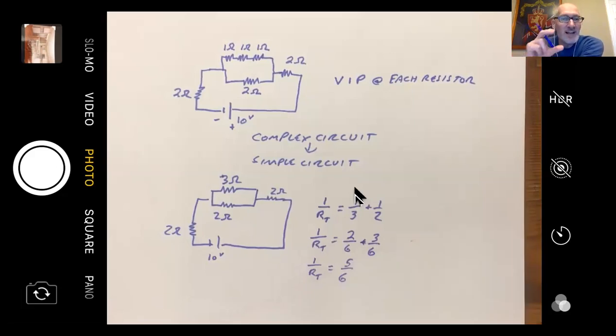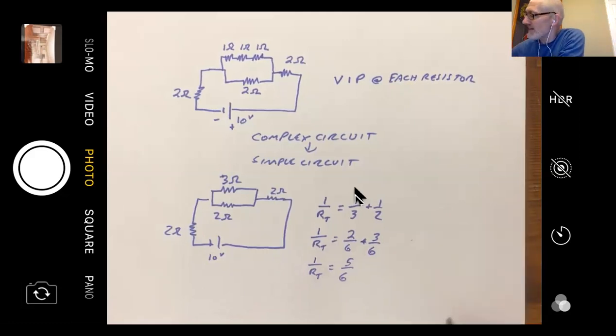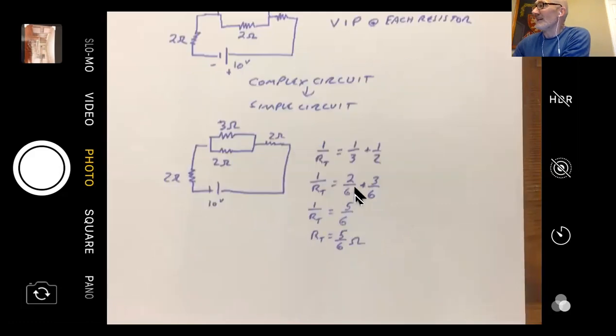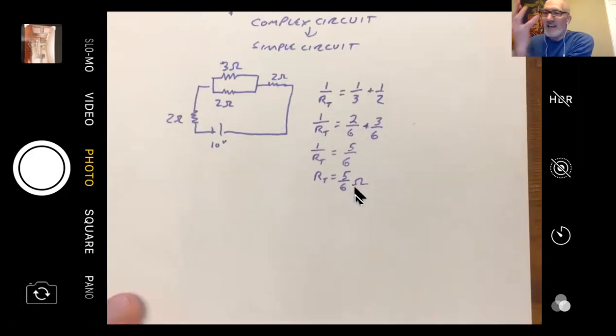This is the formula that we use just for parallel circuits. You have to remember that this is the inverse of the resistance, so we have to flip that number at the very end. If I wanted to replace the 3 and the 2 in parallel, that is equivalent to having one resistor that is 5/6 of an ohm. So at this point I'm making my drawing yet again, simplifying it down, simplifying it down, simplifying it down.